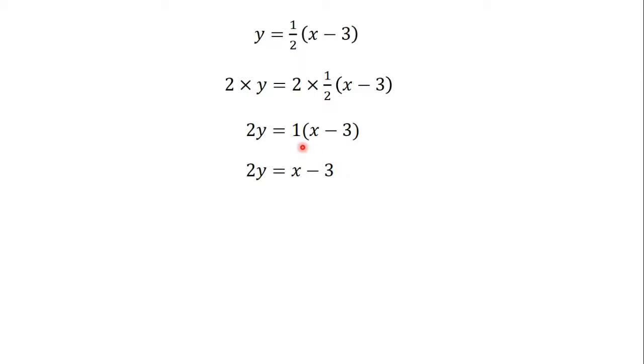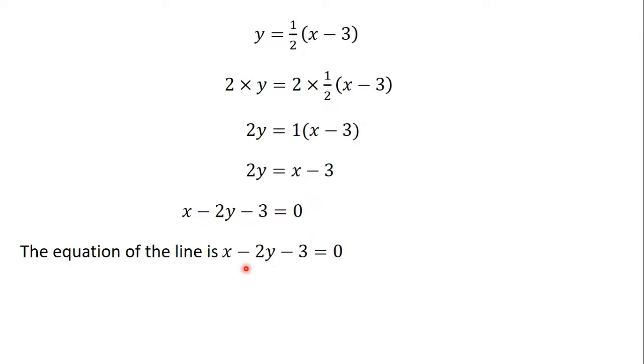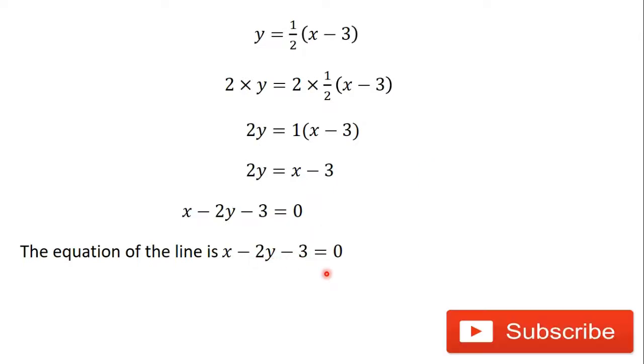I'll group all the terms on one side of the equation. So I will send 2y from the left hand side to the right hand side, and that will give us x minus 2y minus 3 is equal to 0. So the equation of the straight line is x minus 2y minus 3 is equal to 0.